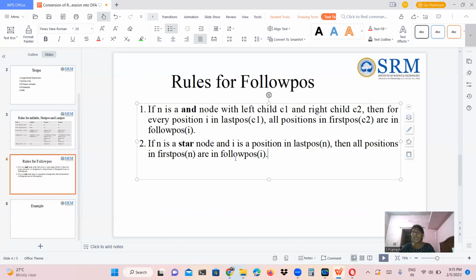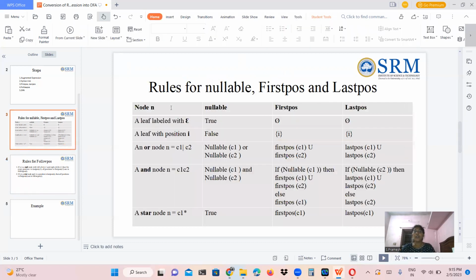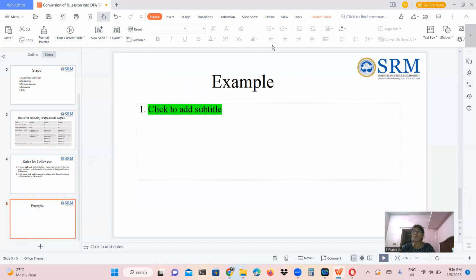And for the Kleene closure, we have to take only one child, A. So for the I value, you take it as the last position. Then you take all the first positions into the follow positions of I. You'll see these are only the two rules of follow position calculation. But for first and last position, we have to consider five rules. If you know the rules, we can easily convert. We'll see one example of how we can do this problem.